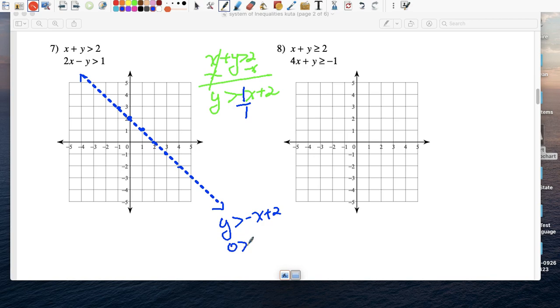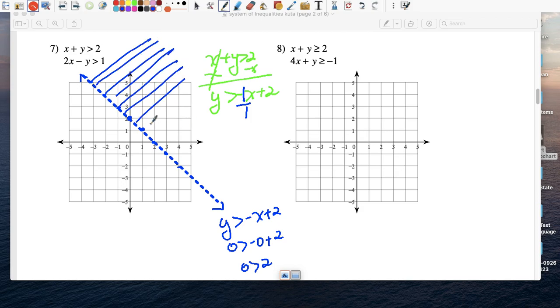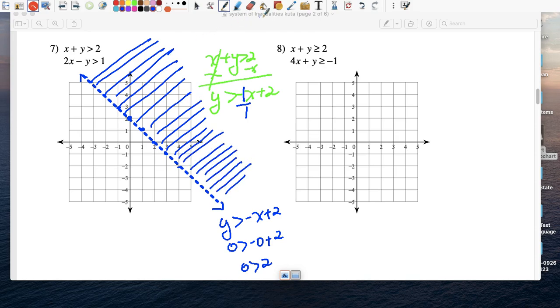So we place x with 0 and y with 0, and we get 0 is greater than 2, which is not true. So this point didn't work, so I don't want this side. This side does not work for me. So I'm going to shade above it. Every point that's not on the line and above it is a solution to this inequality.